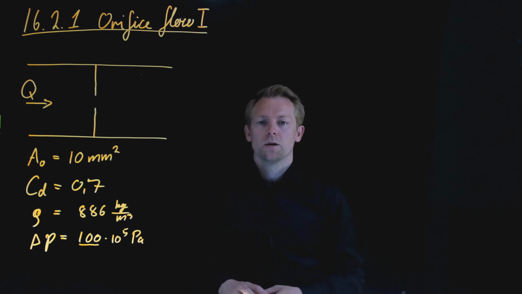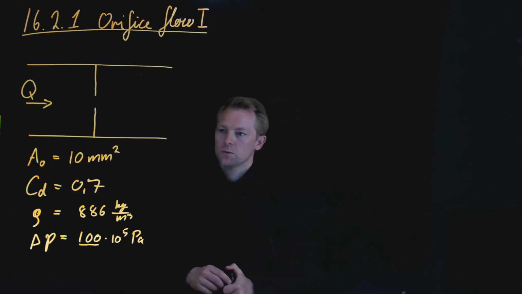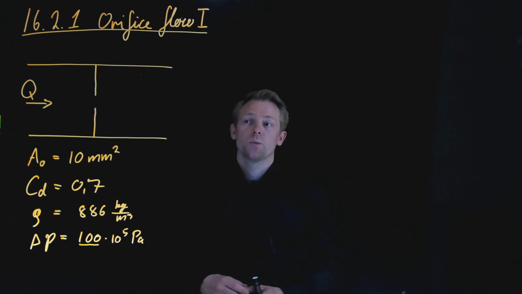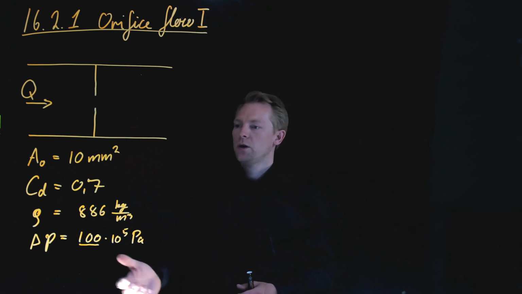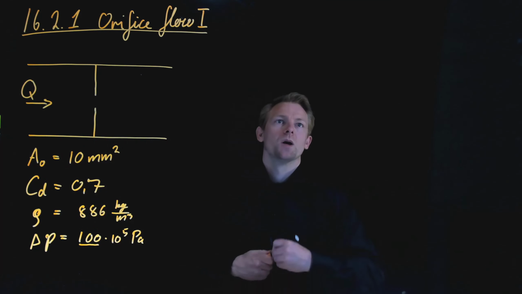A bit depending on which kind of unit you like to do with, but in the Fluid Power Systems book we use a lot of these, what I call hydraulic units. So when we do this, the first thing we're asked to do is to calculate what is the flow that goes through given these values. And for that we use the orifice equation. And let's put that up.